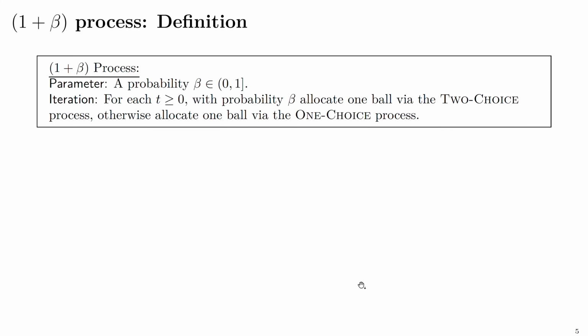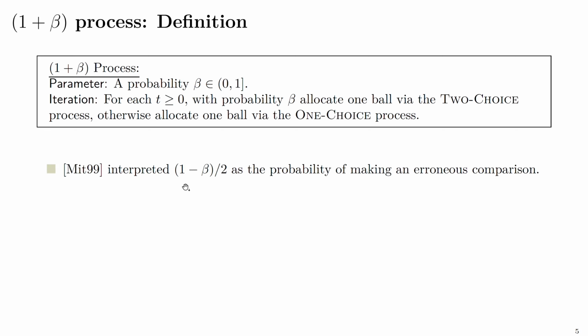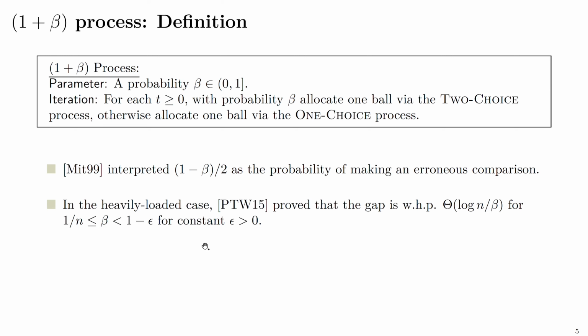There are several other processes, one of which is the 1 plus beta process. In the 1 plus beta process, each ball is allocated with probability beta using Two-Choice and with probability 1 minus beta using One-Choice. Mitzenmacher interpreted this as Two-Choice with some probability of making an error in the comparison. Peres, Talwar, and Wieder proved in the heavily loaded case that the gap is log n over beta when beta is sufficiently large and it is bounded away from 1.